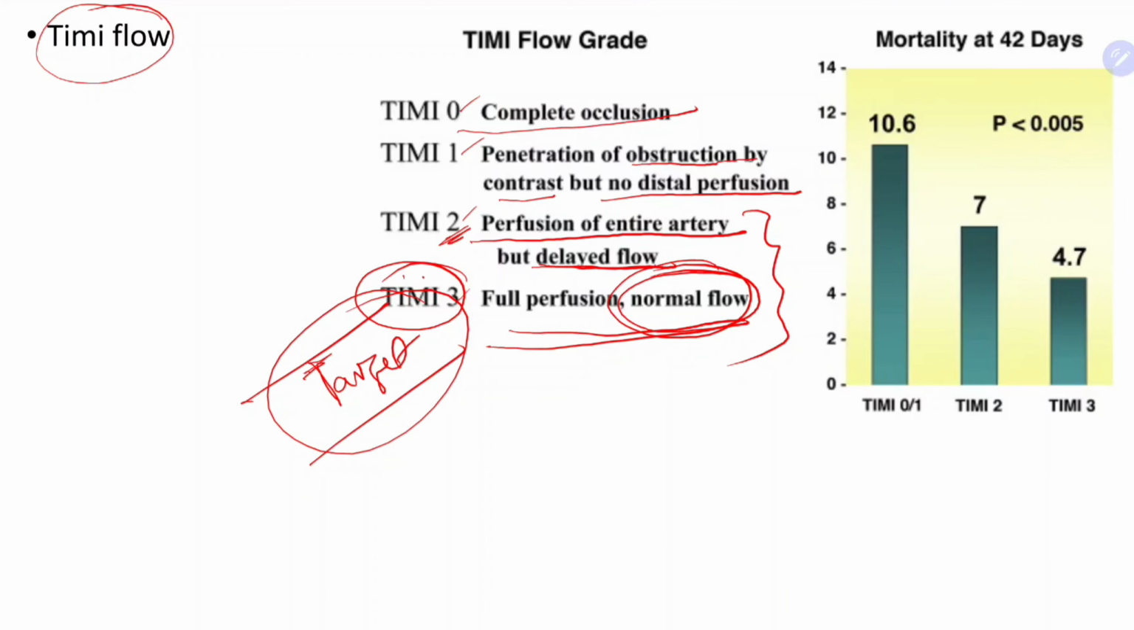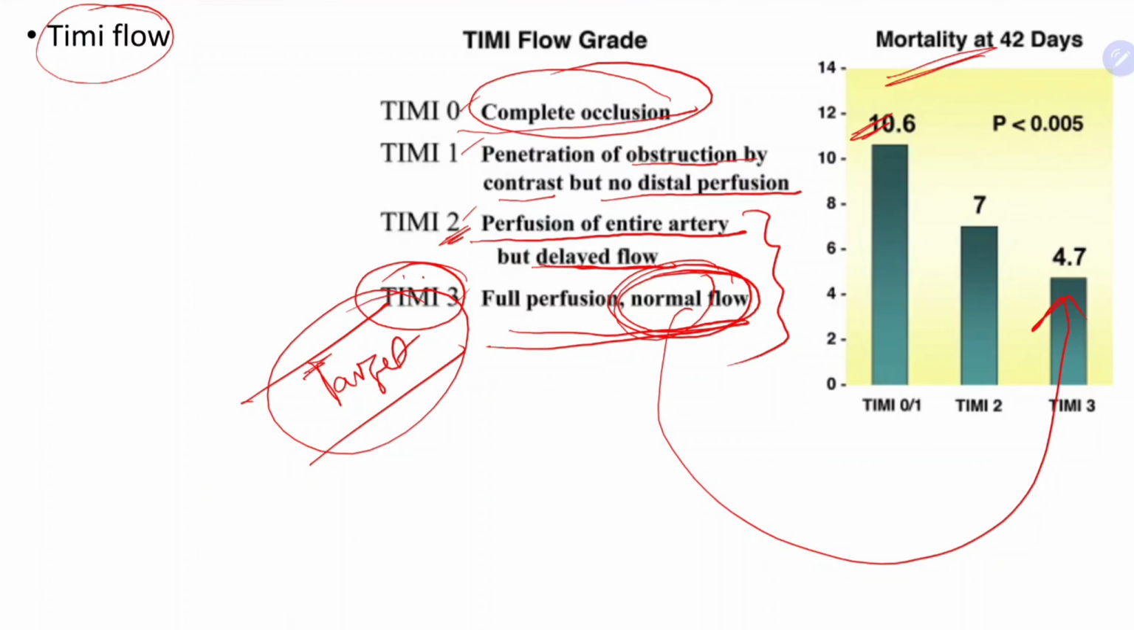So in this you can see the mortality rate. TIMI 3 is a normal flow which indicates only 4.7% mortality. So the higher the occlusion, complete occlusion, the higher the mortality.